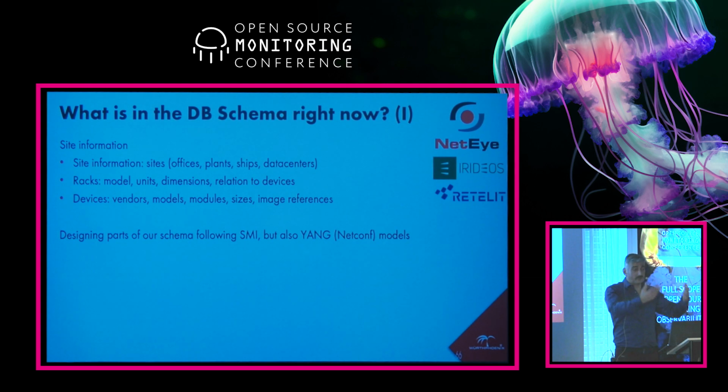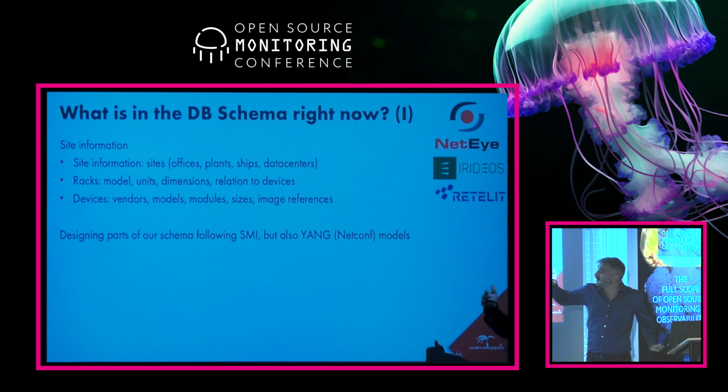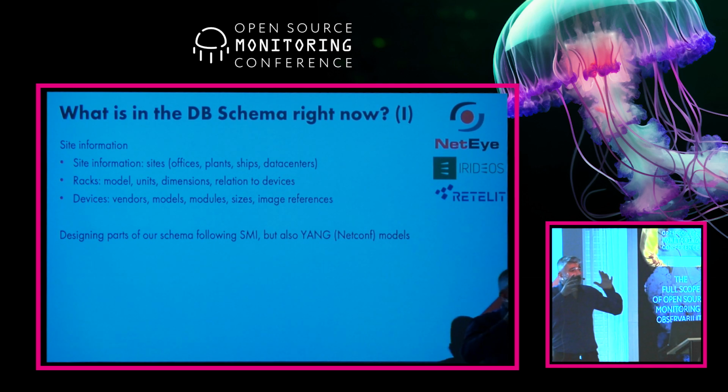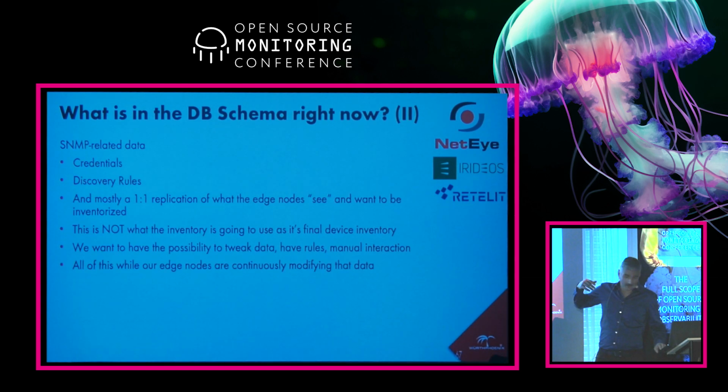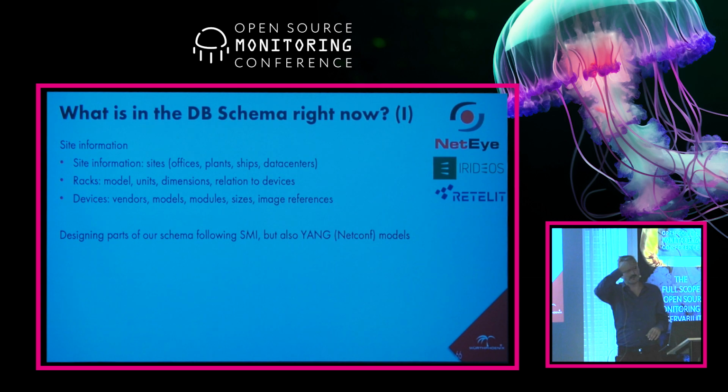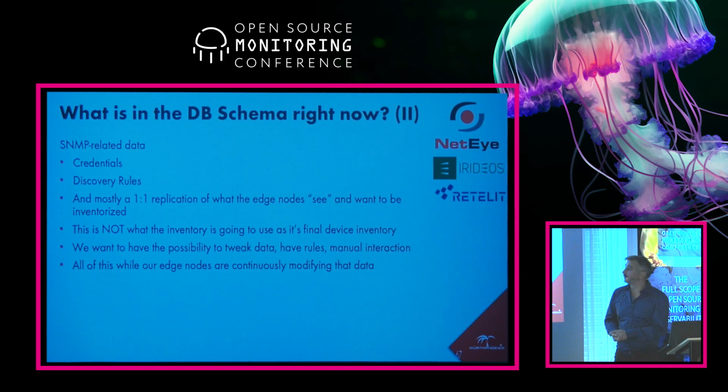It's a relational database, and here we have a lot of information that doesn't change. It is site information, racks, offices, plans, vendor information, information about the models running in your switch and so on, and not outdated ones. The database is modeled following SMI from the MIB SNMP world, but also following what we are seeing today with YANG and NETCONF, so the modern world. There are discovery rules, credentials, and so on.